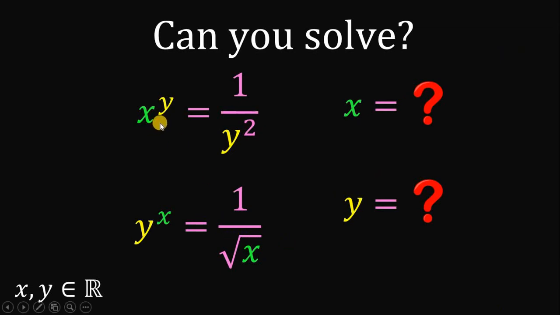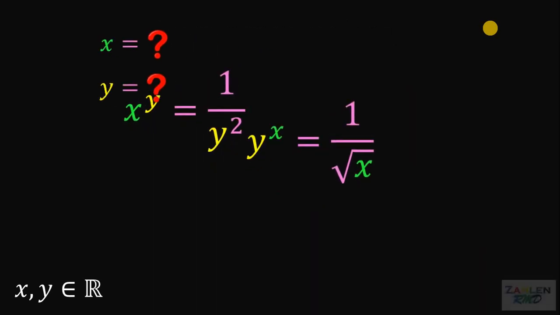If x raised to y equals 1 over y squared, and y raised to x equals 1 over the square root of x, then what is the value of x and y? You can pause this video if you want to give this problem a try. Now, let's answer this question together.